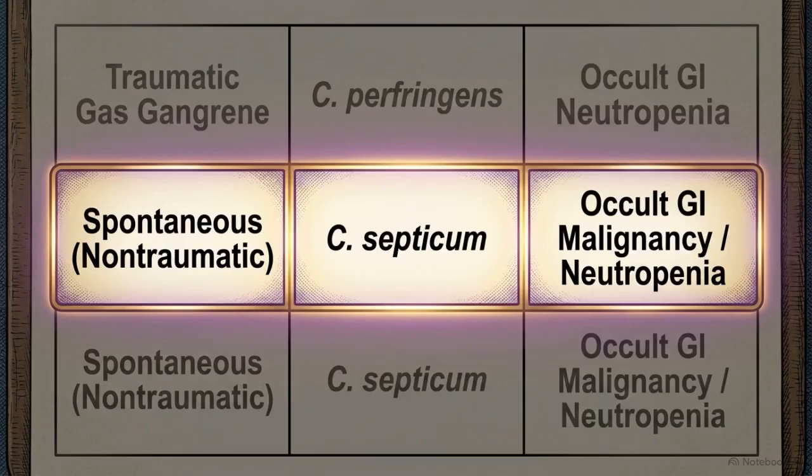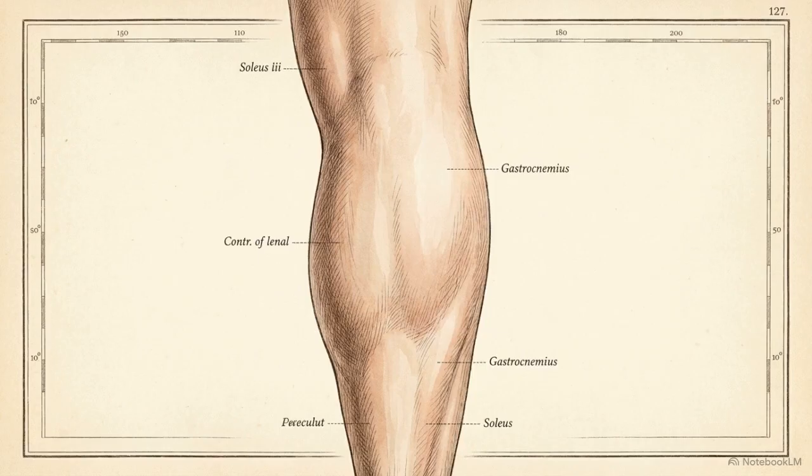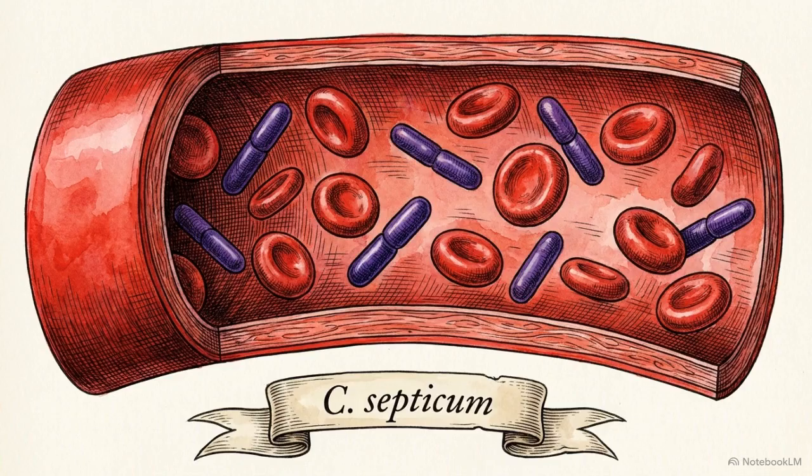The second row of our matrix covers spontaneous or non-traumatic gas gangrene. These patients present with sudden, profound confusion, followed by excruciating muscle pain, but they have no external wound, no trauma, and no obvious site of entry. The primary culprit here is Clostridium septicum.